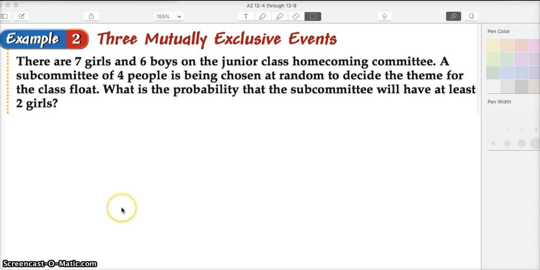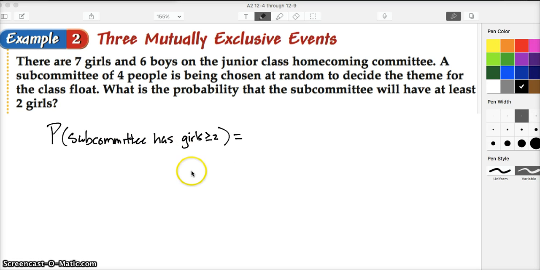There are 7 girls and 6 boys on the junior class homecoming committee. A subcommittee of 4 people is chosen at random to decide the theme for the class float. What is the probability that the subcommittee will have at least 2 girls?